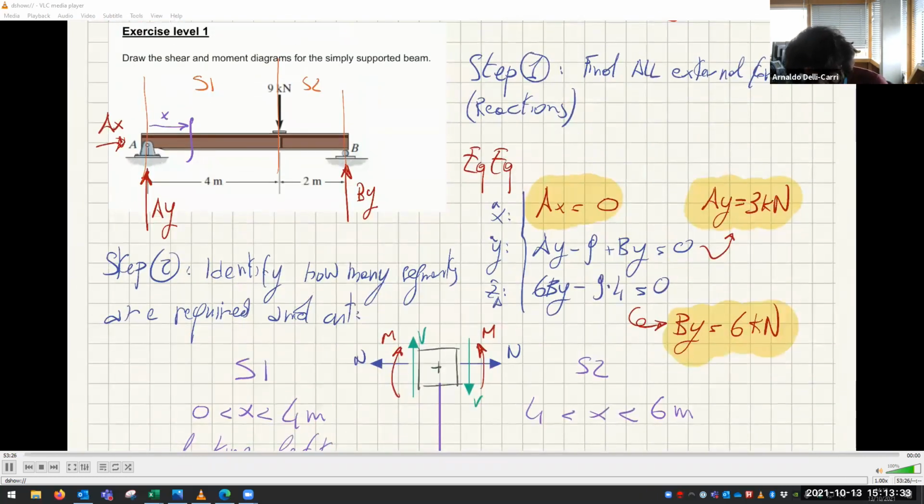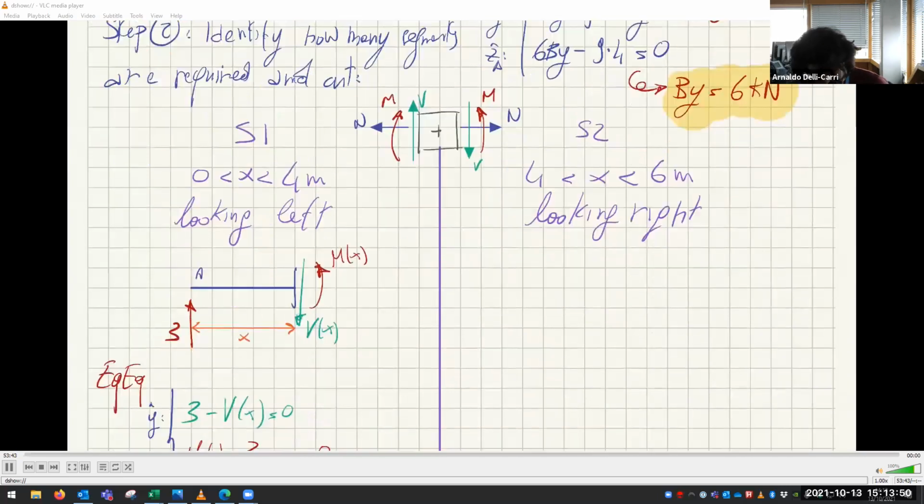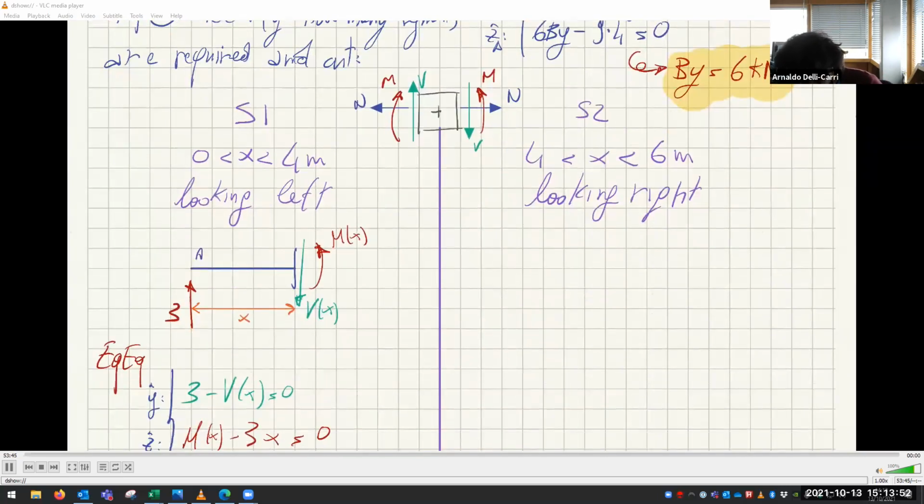Now, if I cut here, which is in between 4 and 6, will I look left or will I look right? I think I'll look right because it's easier. So looking right. So let me draw the same thing, but now a small chunk on the right only. Remember, on the right, I have By, which was 6 kilonewtons.